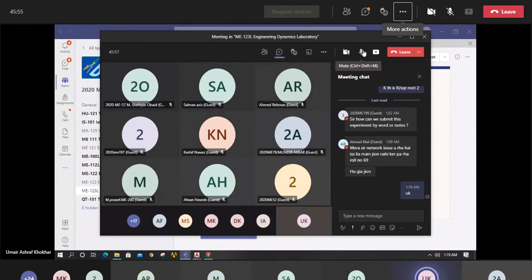So has anybody done it yet for any reading? Have you found out the value of the theoretical and experimental radius of gyration? And then at the end, the percentage error.